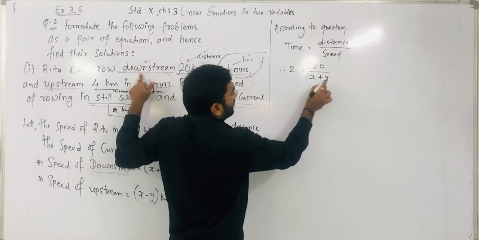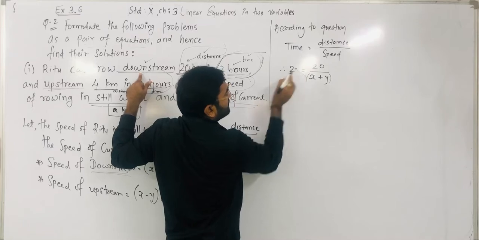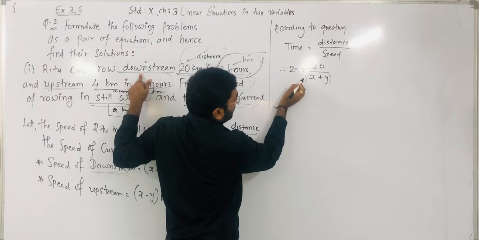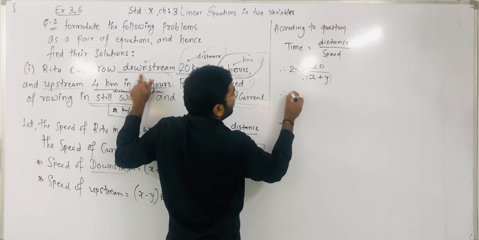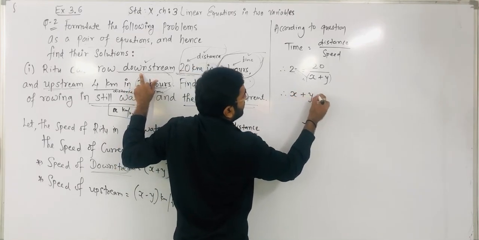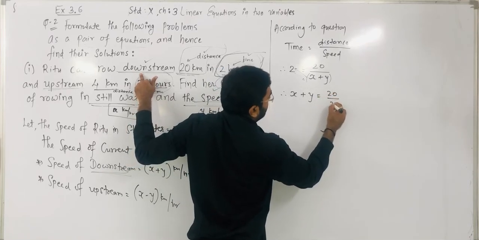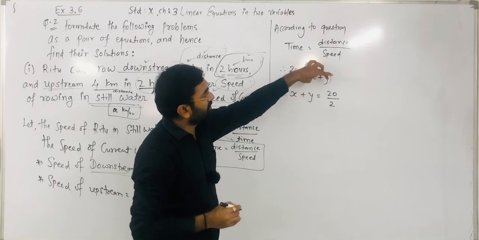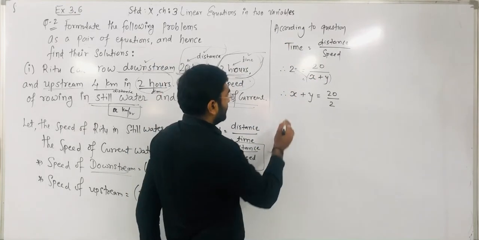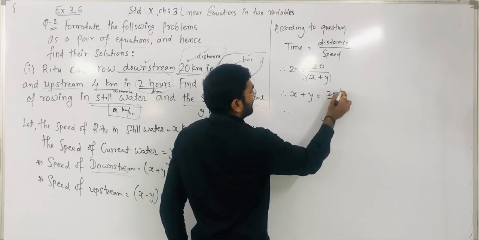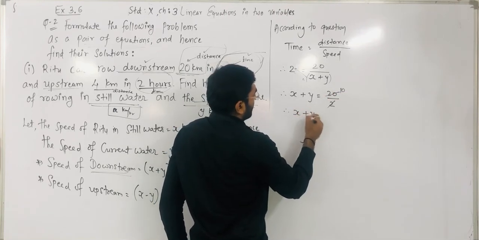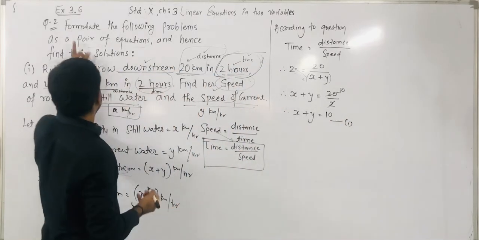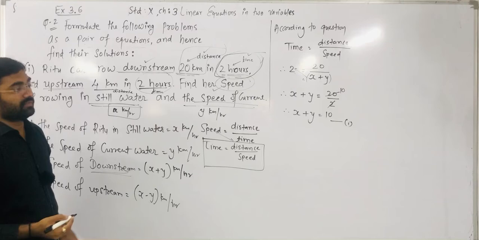That x plus y goes to the left hand side, and the 2 goes to the right hand side in the denominator. So we get x plus y is equal to 20 divided by 2. Two tens are 20. The first equation we get is x plus y is equal to 10, as we have to formulate the linear equations.